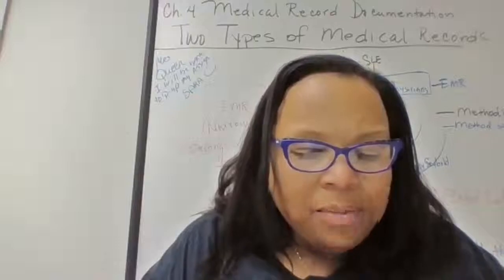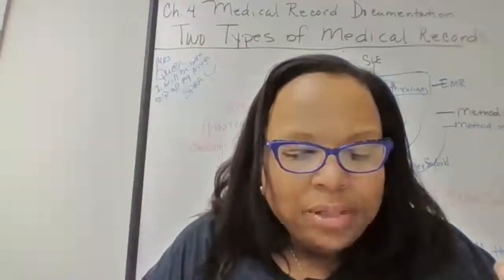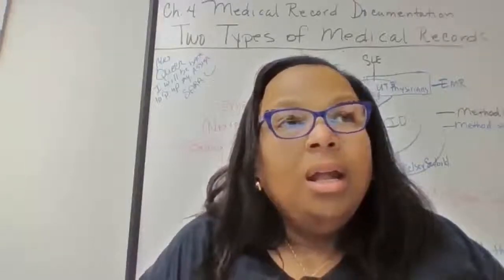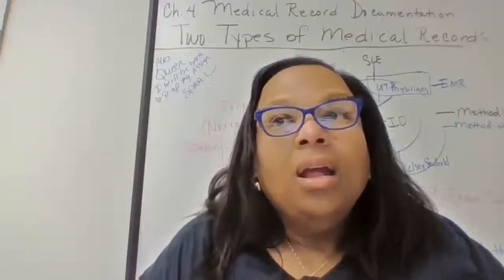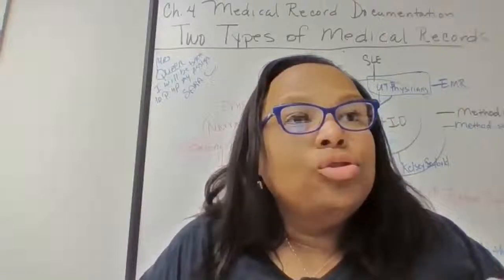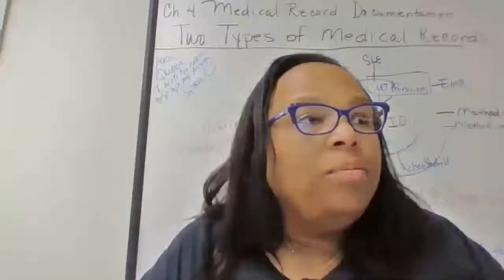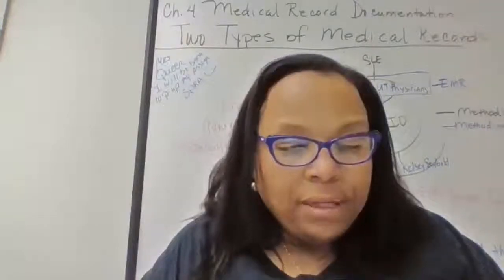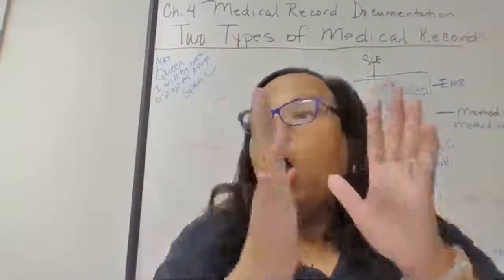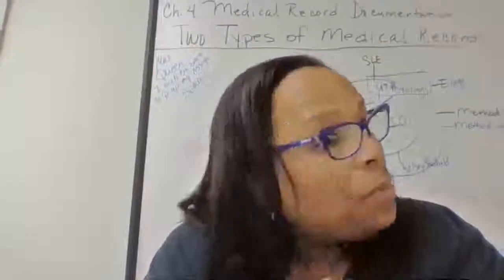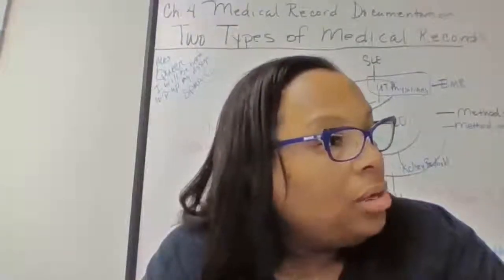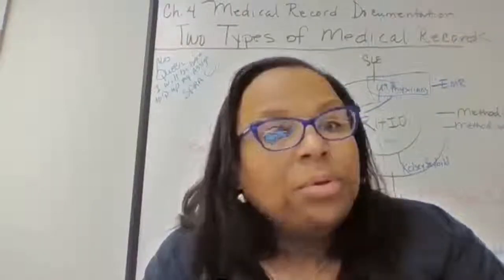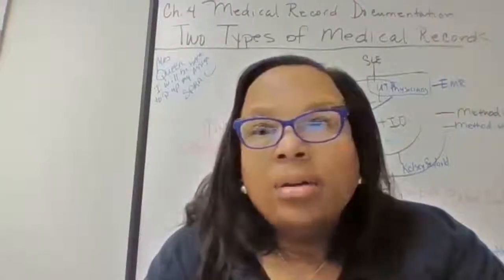List 3 major types of health record systems. What are the 3 major types of health record systems? Source, problem, and integrated. Okay, so integrated, source, and problem. Those 3 different types of health records are only utilized in hospital medical records. They're not utilized in a physician's office. Just hospital.